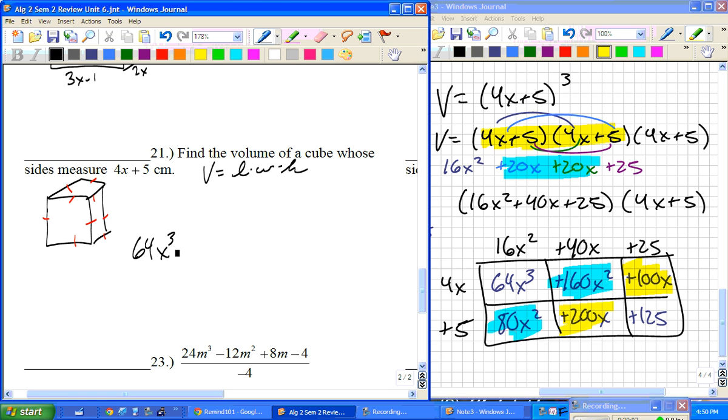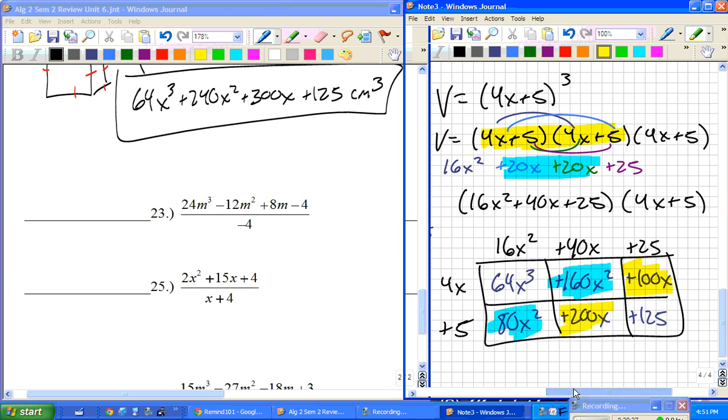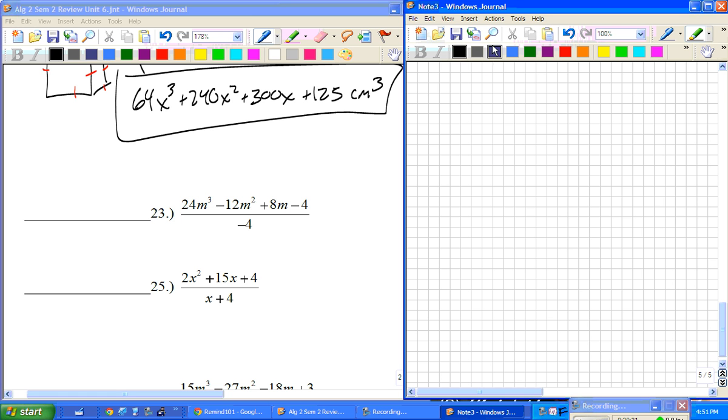So we get 64x cubed plus 240x squared plus 300x plus 125, and once again, centimeters cubed. All right, 23.